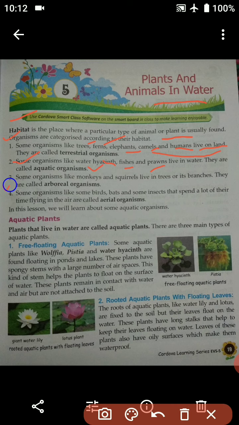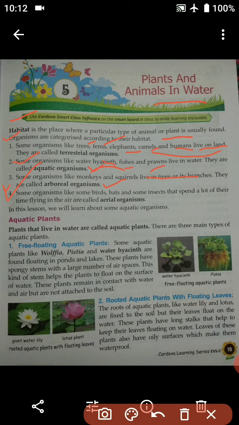Okay. So number 3, you see, some organisms like monkeys and squirrels live in trees or their branches. So we all know that monkeys and squirrels live in trees or their branches. So, as they live on trees or their branches, they will be called arboreal organisms. So, animals living in trees or their branches will be called arboreal organisms. So, I hope it's clear to you.